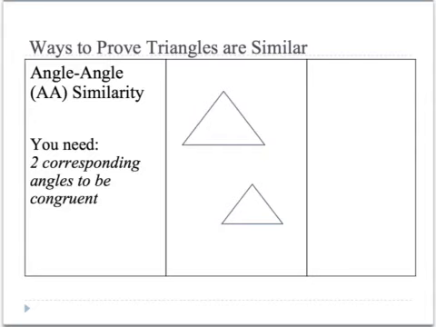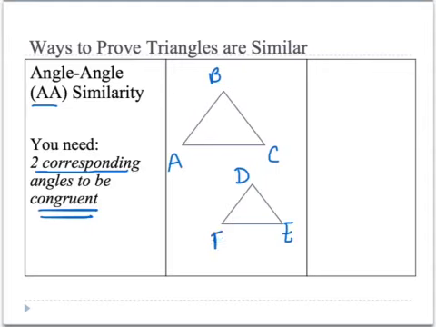Okay, now let's start talking about ways to prove triangles are similar. And the first way is angle-angle similarity. And this kind of looks like one of the ways to prove triangles are congruent, but it's not exactly. But it goes along the same purposes. If you're going to prove 2 triangles are congruent, or 2 triangles are similar, you need 2 corresponding angles to be congruent. So I have 2 triangles here, triangle A, B, C, and D, E, and F.